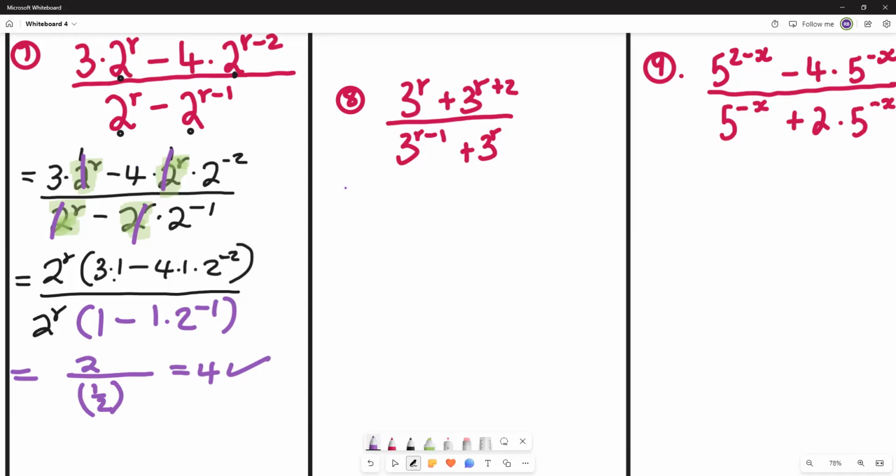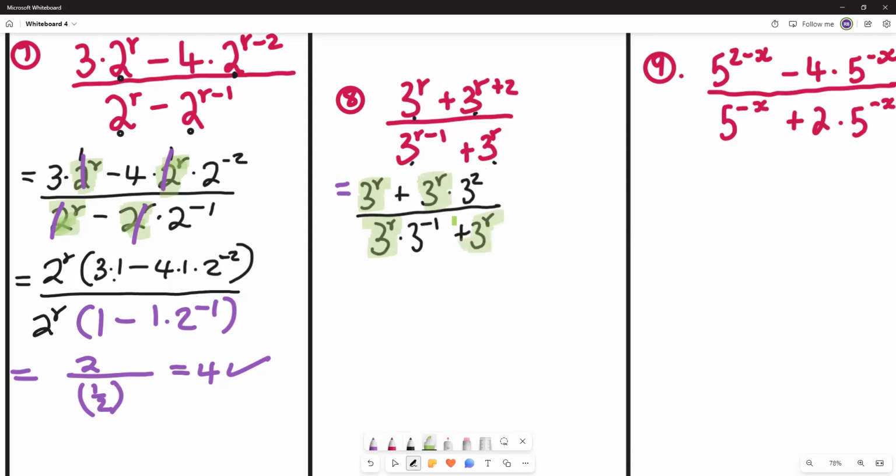Let's do 8. So on 8, ladies and gents, we have the same scenario, but now you can see that your bases are there, there, and there, right? So we're going to take 3 to the r plus 3 to the r dot 3 squared all over 3 to the r dot 3 to the negative 1 plus 3 to the r. And then you highlight this guy, this guy, this guy, and that guy, right?